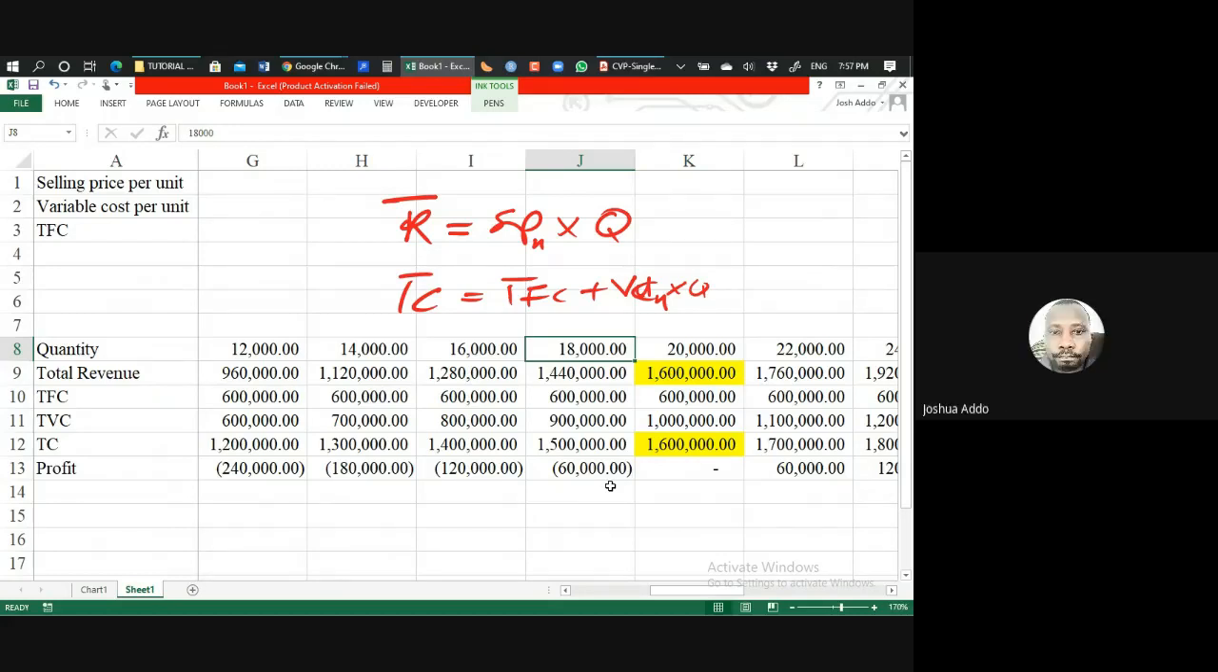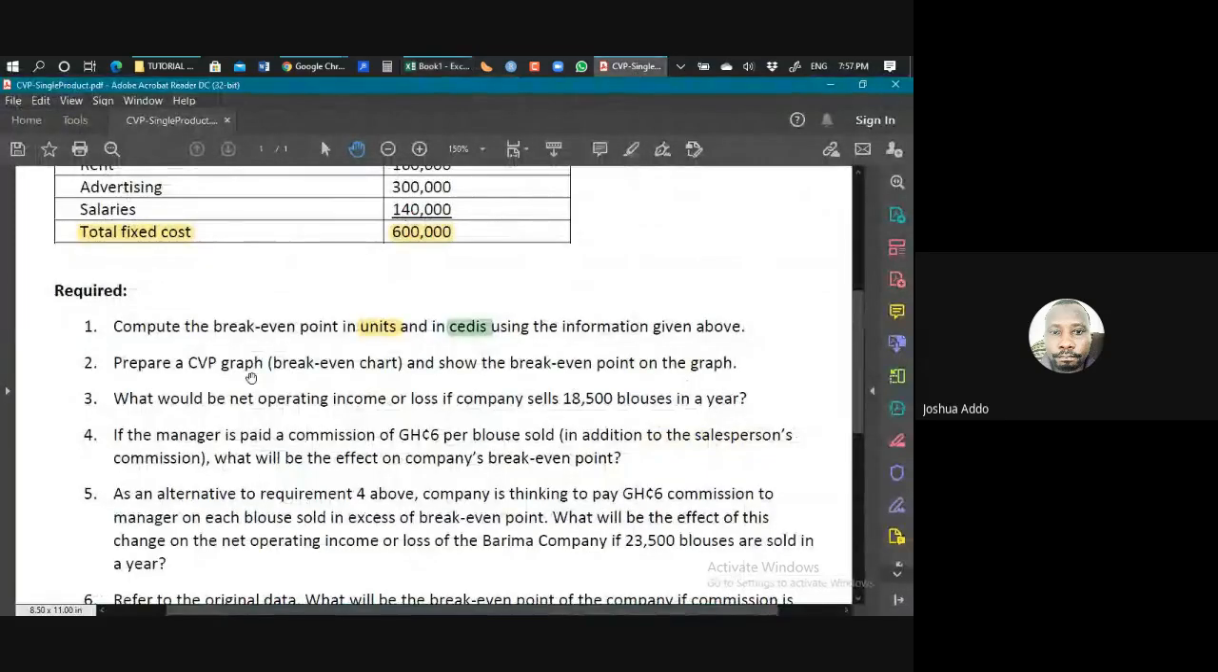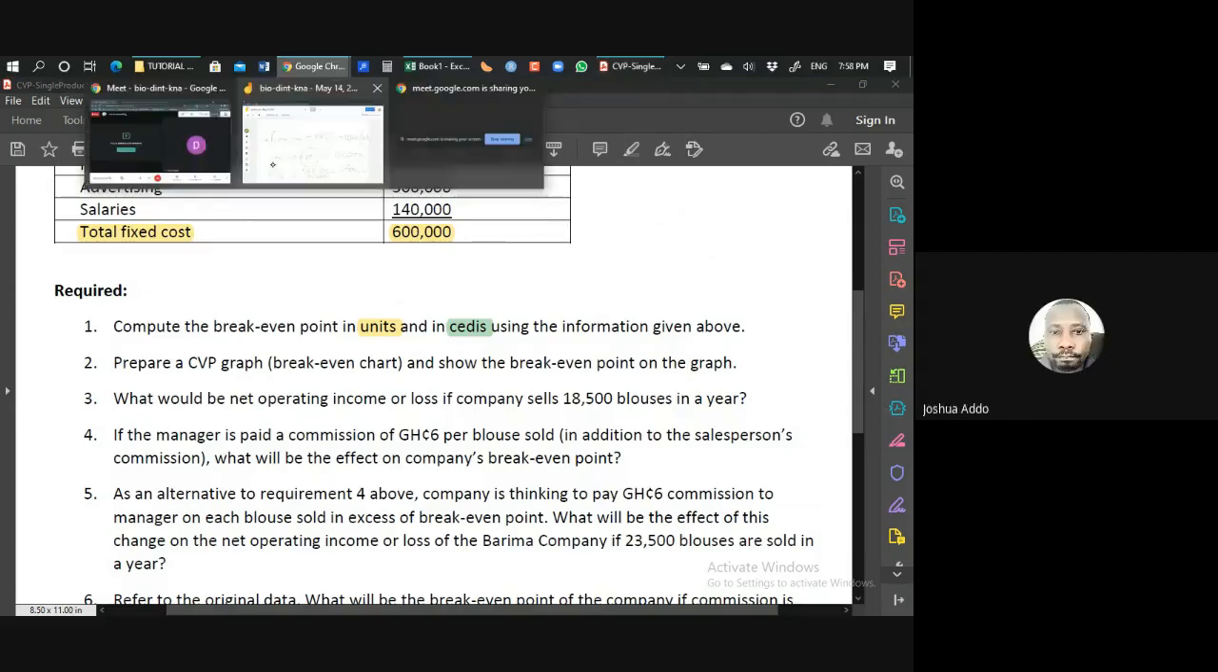So what it means is that from the question, if you ask what will happen to net operating income or loss if the company sells 18,500, the company will make a loss of 45,000. Good. And that's how we do it. When you go over, I'll send you the video.